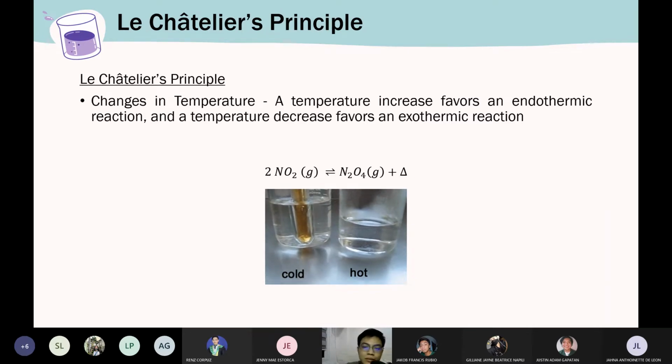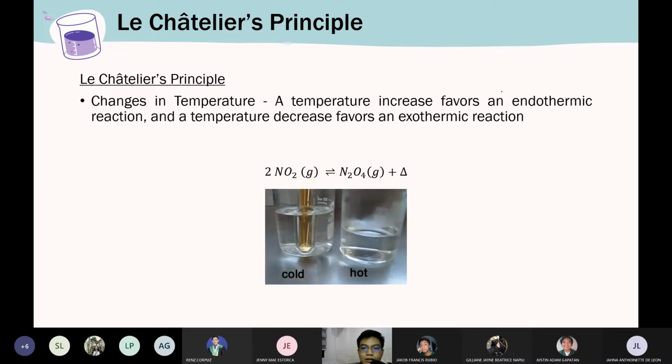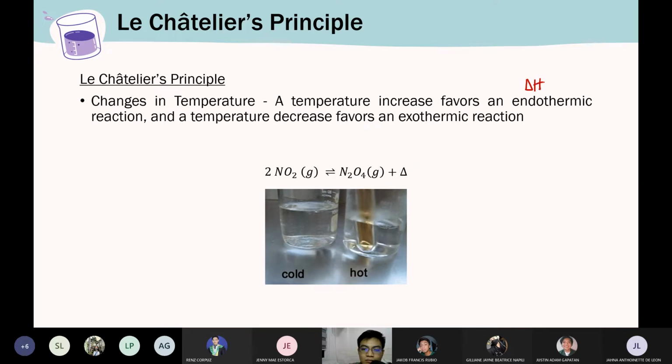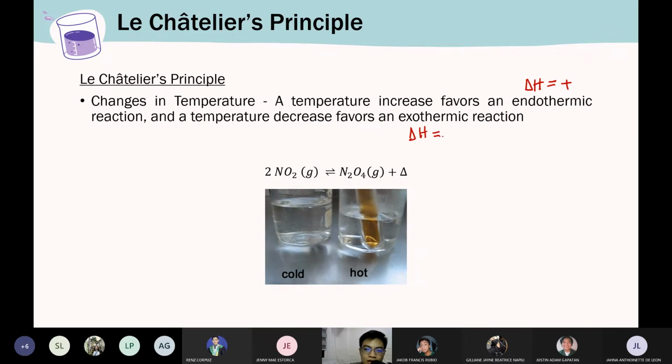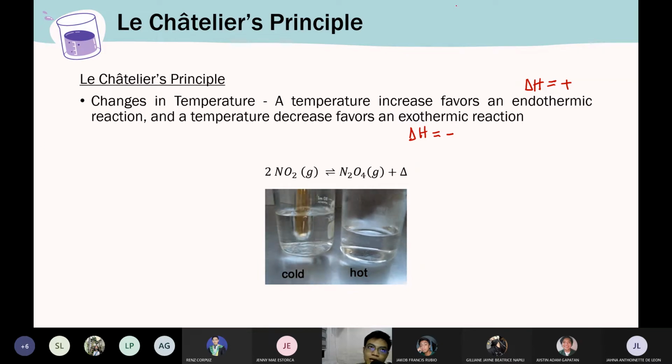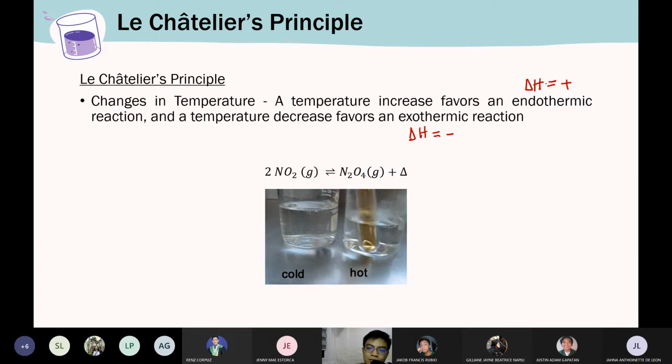When heat goes into the system, that's endothermic. Endothermic has a positive enthalpy value, while exothermic has a negative enthalpy value. The H refers to heat. If the heat is negative, it leaves the system, meaning it will get warmer. If the heat is positive, it enters the system, meaning it will get colder.